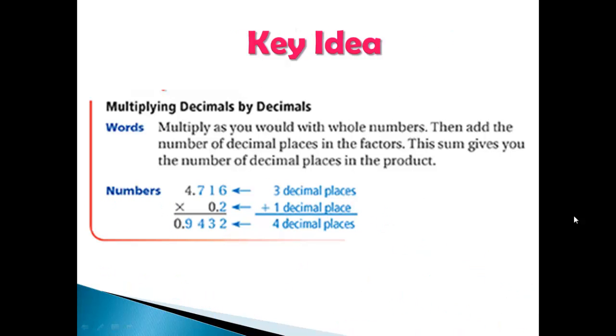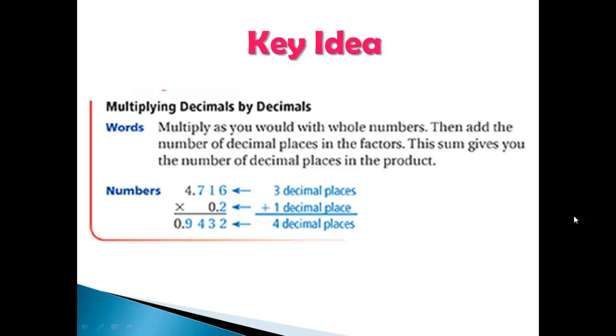First, we're going to look at our key idea for multiplying decimals by decimals. Multiply as you would with whole numbers, then add the number of decimal places in the factors. This sum gives you the number of decimal places in the product. So our example is 4 and 716 thousandths times 2 tenths. When we multiply this, we get 0.9432, or 0 and 9,432 ten-thousandths.